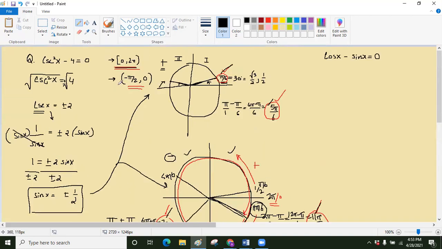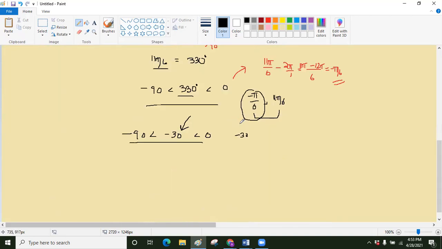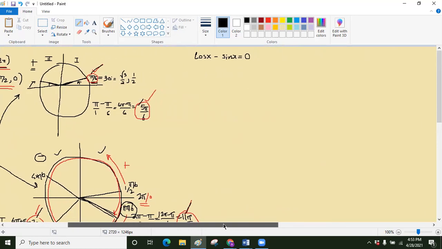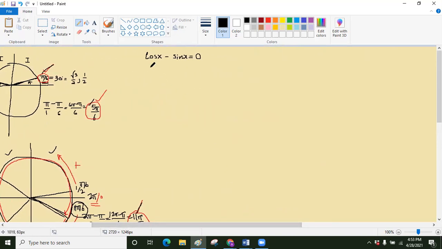But if we're talking about from negative pi over 2 to 0, then this would be our solution, negative pi over 6. And let's take this assessment further with perhaps another problem here, of course evaluated on both intervals. We have cosine x minus sine x equals 0.